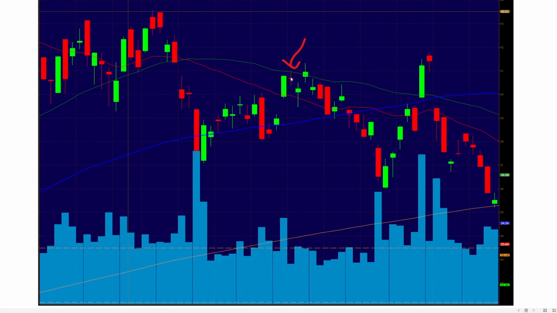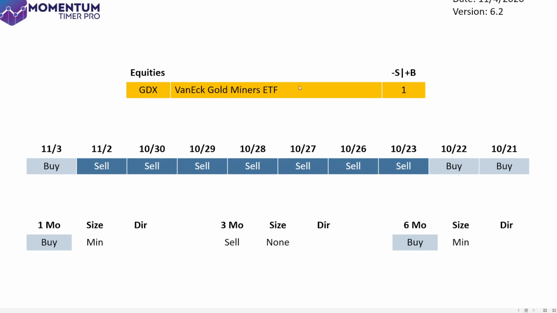So if you're a long only investor, well, you didn't make any money that day. If you're a short seller, and again, you held it for a week or more, you could have picked this move up here. So again, in a downtrend, Momentum Timer Pro so far is very good at finding short opportunities, not so much the long. How about November 4th, 2020?